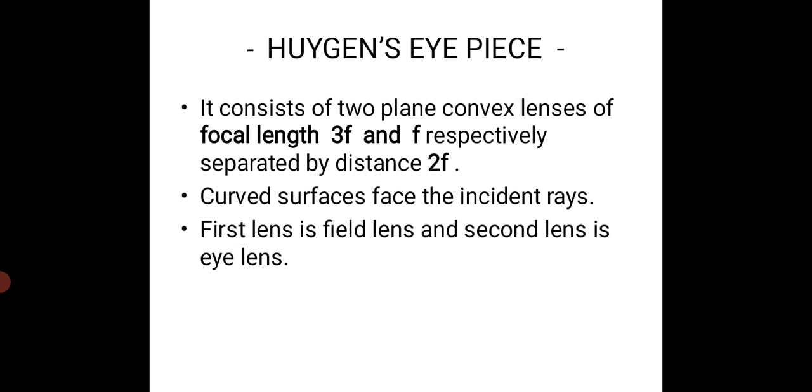For our study we have two types of eyepieces. One is the Huygens eyepiece and another is the Ramsden eyepiece. Today we will see what is the Huygens eyepiece and what are its specifications. It consists of two plano-convex lenses of focal length 3f and f respectively, separated by distance 2f. Curved surfaces face the incident rays, and the first lens is the field lens and the second lens is the eye lens.